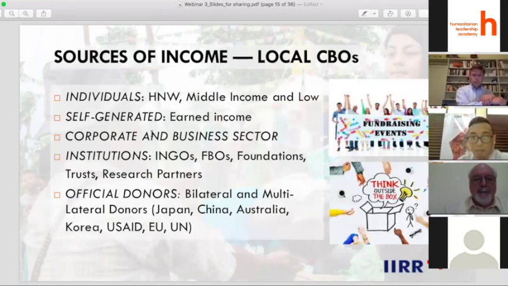And finally, we've got the official donors. All too often, we tend to talk about donors as though they are official donors, that is bilateral and multilateral donors. Here in Asia, of course, we have many generous official donors from Japan, China, Australia, Korea. USAID, of course, has long been a big donor to some of the countries in Southeast Asia. The EU, particularly some Northern European countries, and of course the various UN agencies. These donors are quite demanding professionally in terms of how you succeed in generating income from them. The rewards can be high, but quite often you have to raise your organizational capacity significantly to qualify for those.